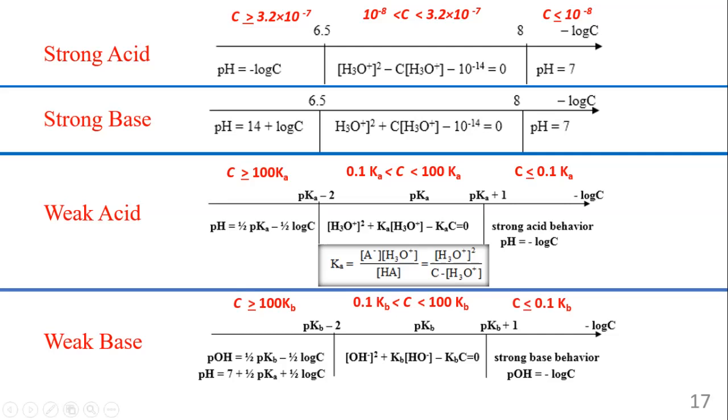Same with a weak base, by the way. When the concentration of the weak base is greater than 100 Kb, even if they give you Ka, you need the Kb. Get the pOH in the same way, half pKb minus half log C, then get the pH, or simply use this equation, pH equals 7 plus half pKa plus half log C. If the concentration of that base is less than 0.1 Kb, just like the acid in the example we just did, that weak base will have strong base behavior.